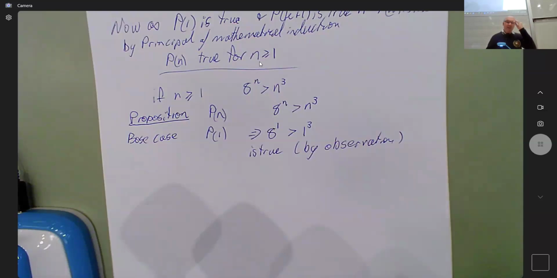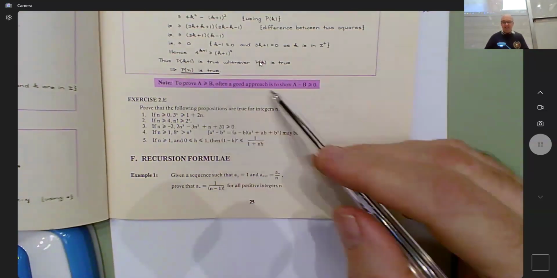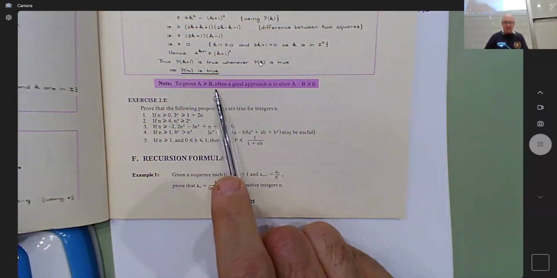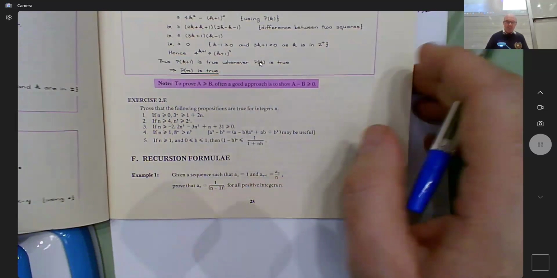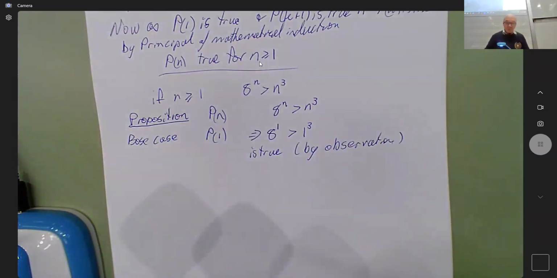Now, interestingly enough, I love these books. One of the things I love is they've coloured in this bit that says, note: to prove that A is greater than or equal to B, often a good approach is to show that A minus B is greater than or equal to 0. Maybe.